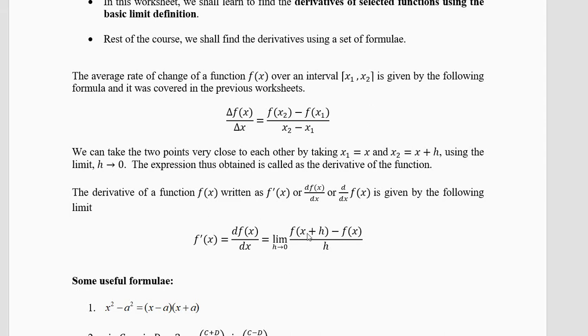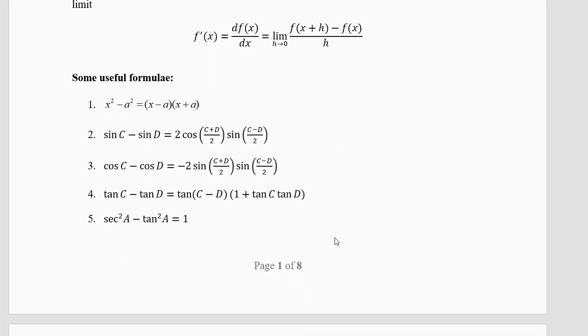What you do is you take f of x plus h minus f of x divided by h. So if you don't look at the limit, it is like average rate of change where the 2 points are very close to each other. The length of the interval is x2 minus x1 and x2 minus x1 equal to h. When you take the limit, it becomes derivative. If you don't take the limit, it is average rate of change for 2 points in the interval to be close to each other.